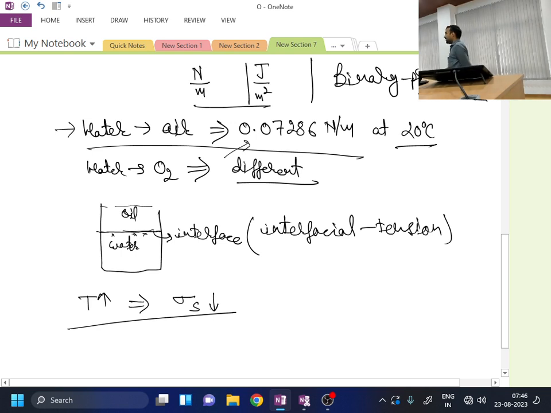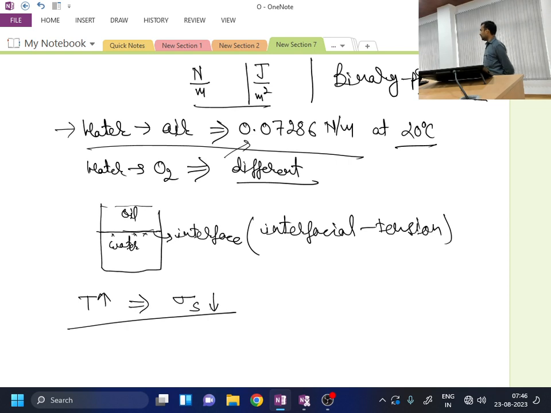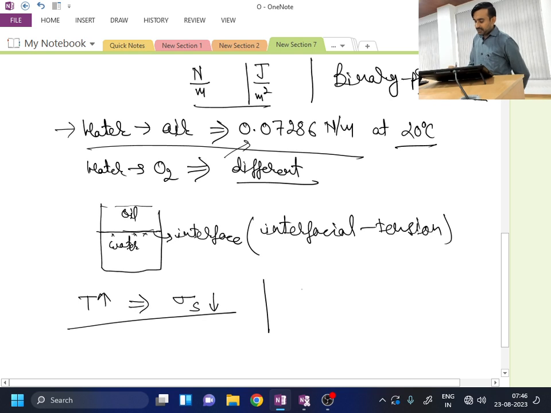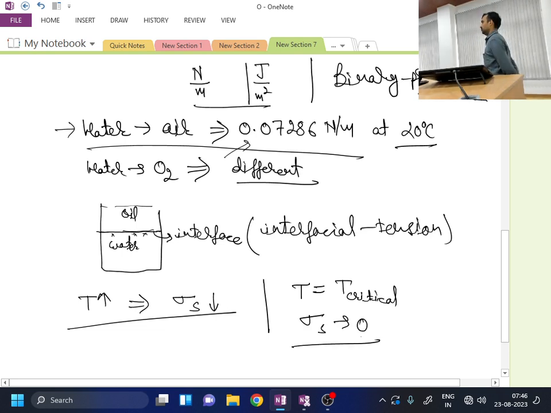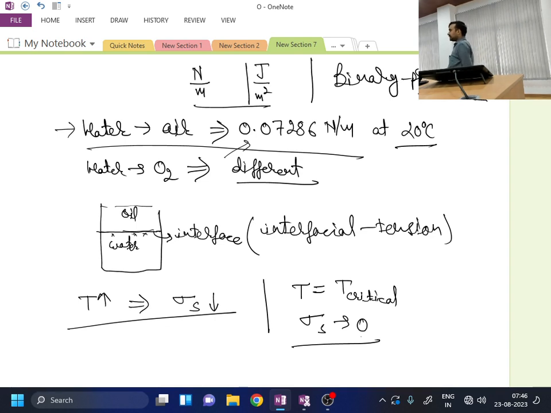Okay, so this is another important point. If we have to study the dependence of surface tension on temperature, then upon increasing the temperature, the value of surface tension decreases. There is one situation: when the temperature of the liquid becomes equal to its critical temperature, the surface tension of the fluid becomes zero. So if any liquid's temperature becomes equal to the critical temperature, its surface tension becomes equal to 0.